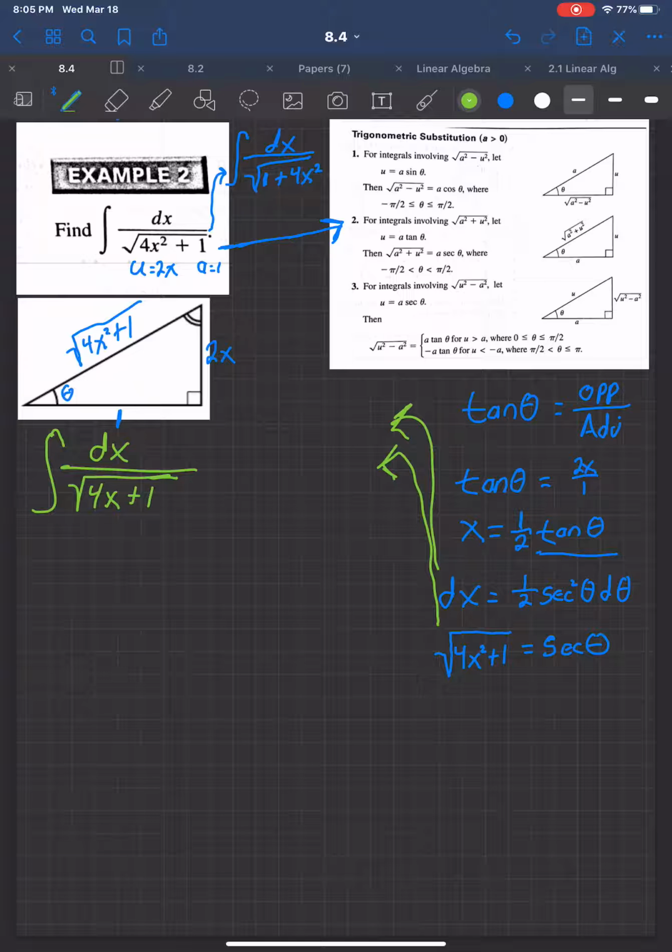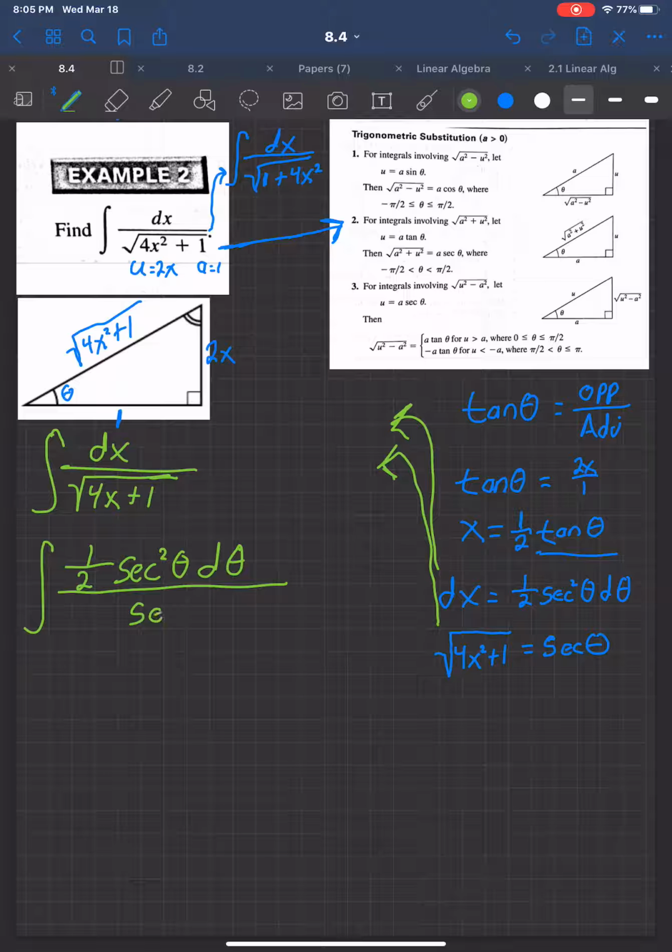So dx, let's start there. Now we're going to have the integral of 1/2 secant squared theta d theta all over secant theta. And some things should cancel. Of course, we can cancel one of those secants. And I can even pull that 1/2 out in front of the integral. That just leaves me with secant theta d theta.